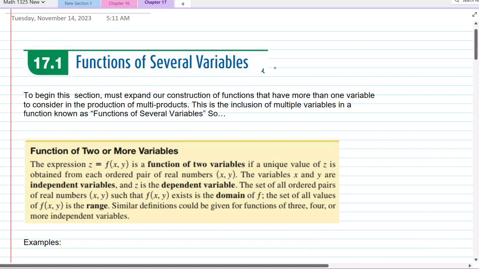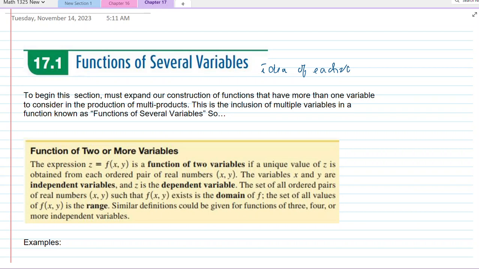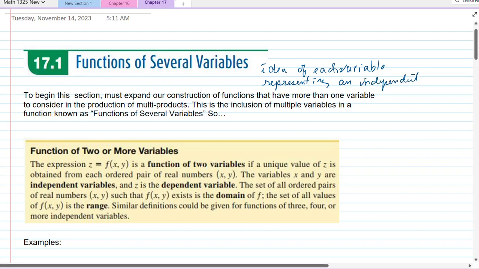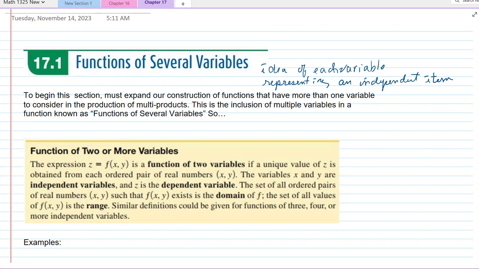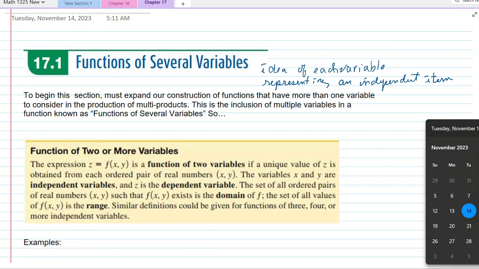So the idea of each variable representing an independent item. Okay, so if we're talking about a table, and then making chairs, well, those are two distinct items that each have a cost factor, and that's what we're analyzing.